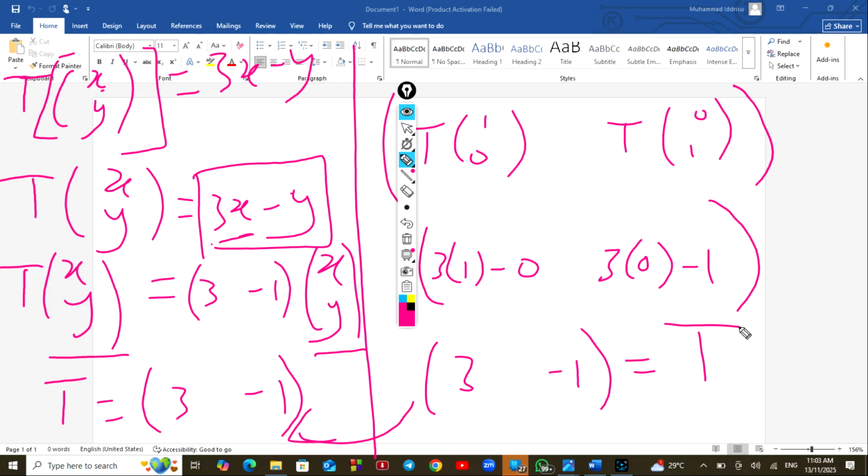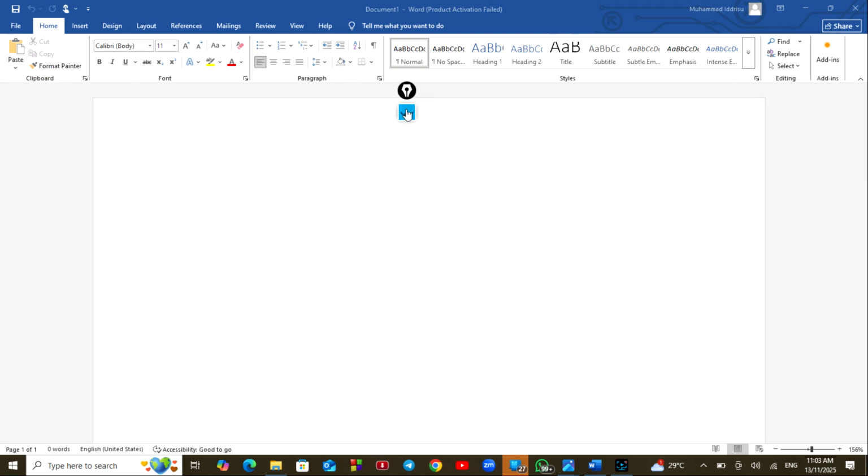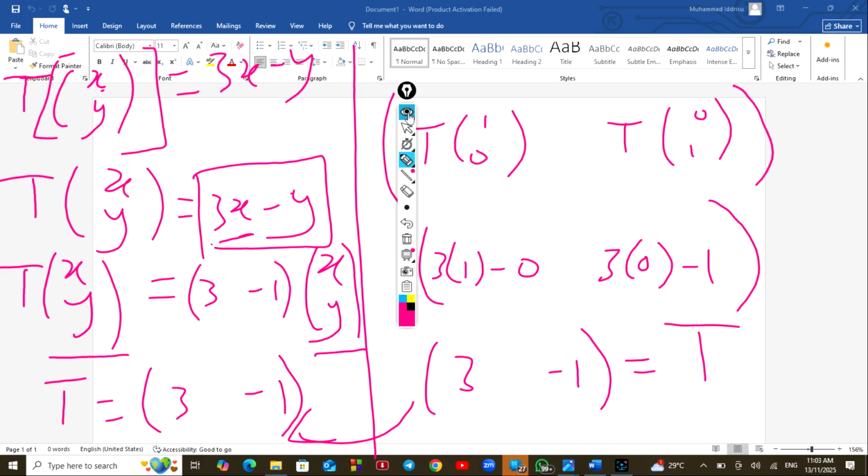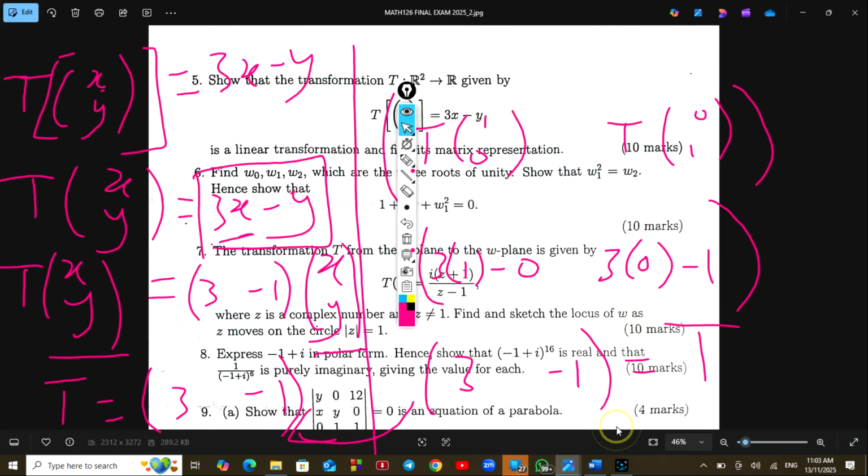And now we can say that we've answered the full question. So we are through with, which question is that? Is it question 5 or question 6? Is it question 5? So we are through with question 5. So in the next video, we'll be looking at the solution to question 6.